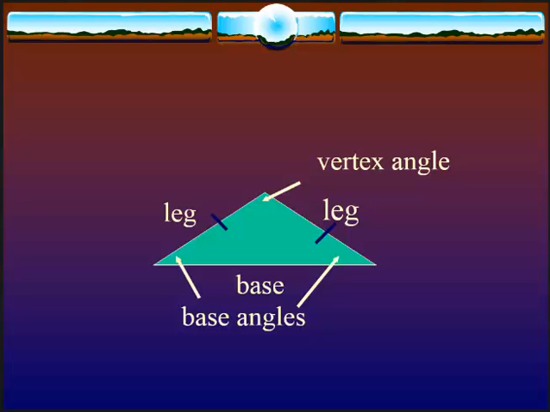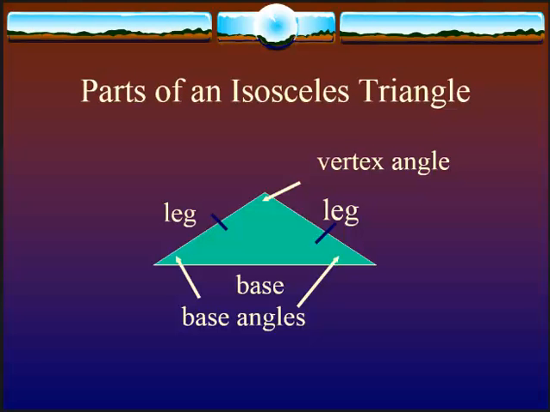Isosceles tend to be really common triangles that we use a lot, so they have specific labels for their parts. The two sides that are the same length are called the legs. And the side that is different is called the base. Now in this picture, the base is at the bottom where you would think a base would be. But it doesn't have to be.